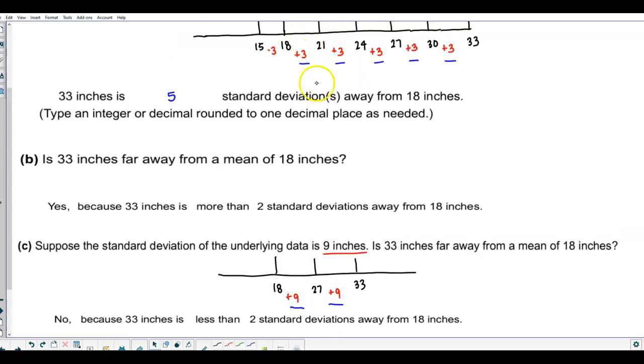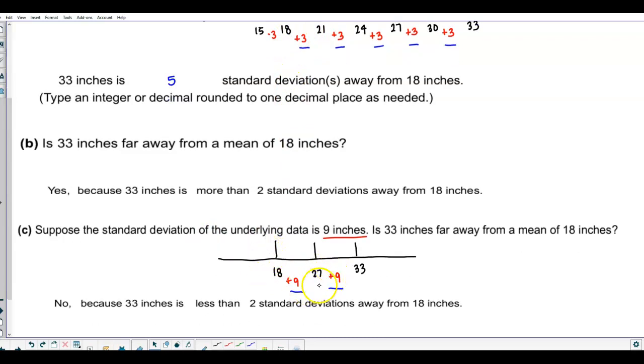So we can see here that the standard deviation is going to determine how much the data is spread. In the first part, part A, the standard deviation was 3. So we can see that 33 was quite a bit away from 18, whereas the standard deviation in part C wasn't far away. And again, it depends on how the data is spread, and that depends on the standard deviation.